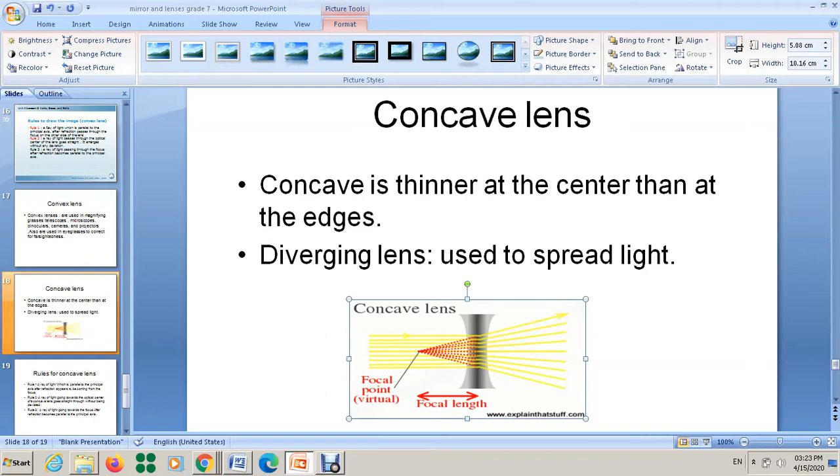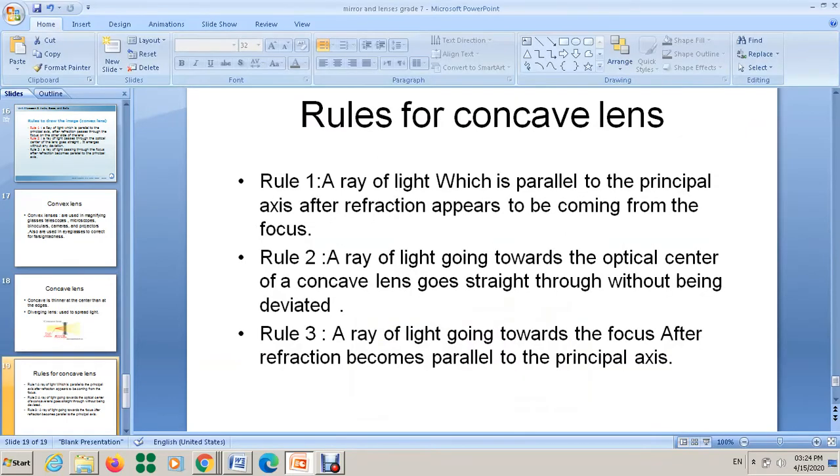It's the opposite. Also, concave lenses are known as diverging lenses because they are used to spread light. So, if there is a ray of light parallel to the principal axis, they will not meet on the other side. When they refract, they will not meet, they will go away from each other. The same thing for concave lens. We want to learn the rules for the concave lens and for the rules of a ray of light.